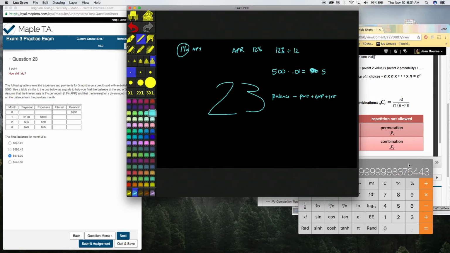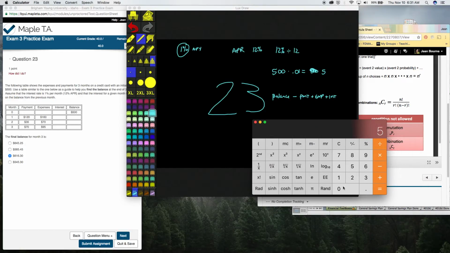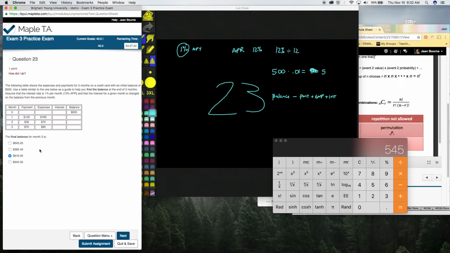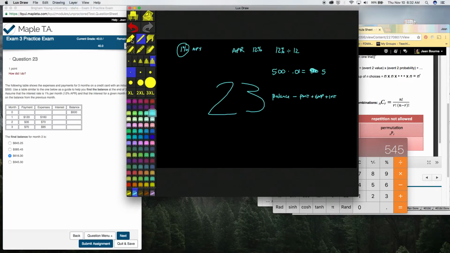Like on this first one here, you would have 500 times 0.01. That gives me $5, right? That's my interest. So then we'd have 500 minus my $120 payment plus my $160 in expenses plus my $5 in interest. My new balance is going to be $545. So I'm not doing a very good job paying this off. And then you'll do that for all of the months. And you'll have your answer at the end there.